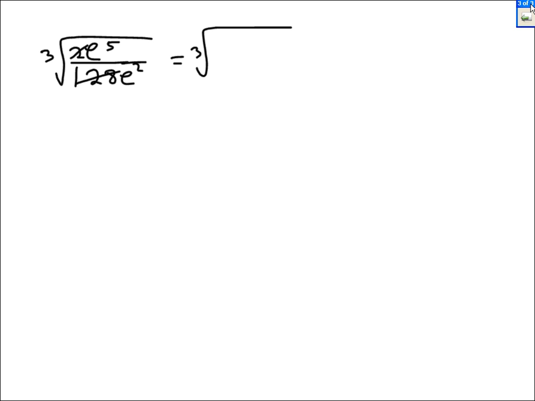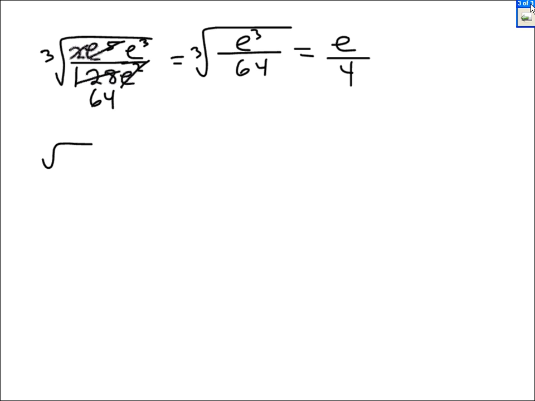2 goes into 128 64 times. E squared goes into e to the 5th e cubed times. I know this one, we just did it, it's e over 4. Sometimes you reduce and then you separate. You do enough of these, you learn what the technique is.